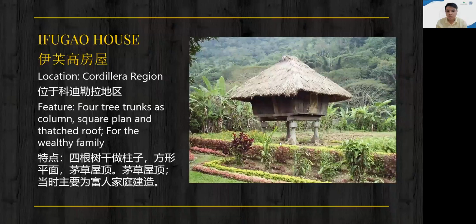So we start with the Ifugao House, which is an example of the Bahay Kubo created by the ethnic group called the Ifugao. It is located in the upland area or mountainous area of the Cordillera region. The main features are a four-tree trunk column and a thatched roof. You can see that the raised pile foundation, the elevated living floor, and of course the thatched roof are common in this variation.